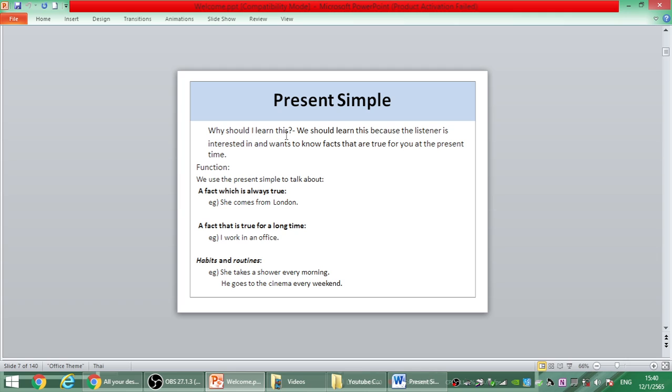Why should I learn this? We should learn this because the listener is interested in and wants to know facts that are true for you at the present time.